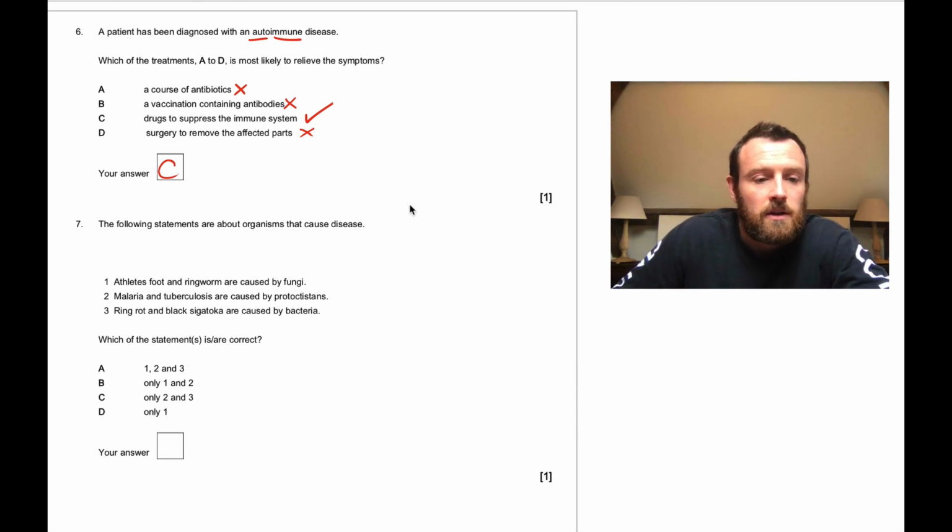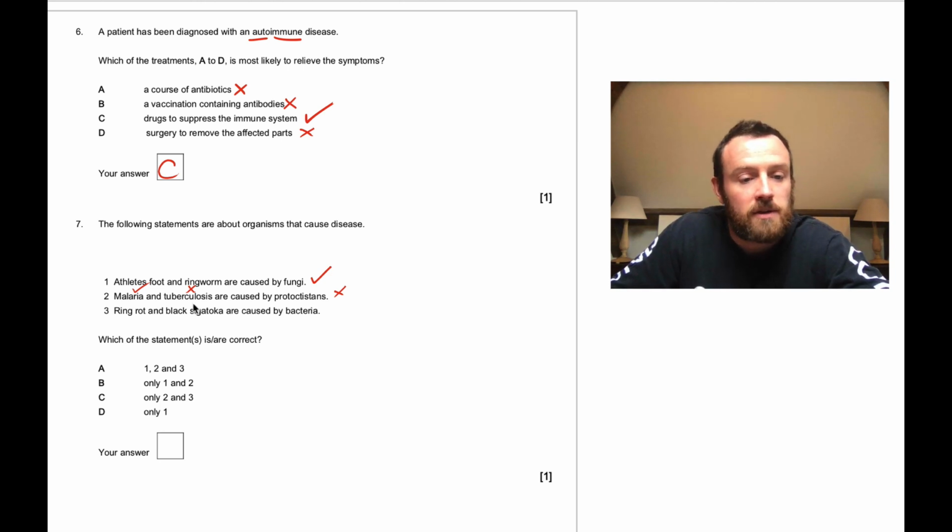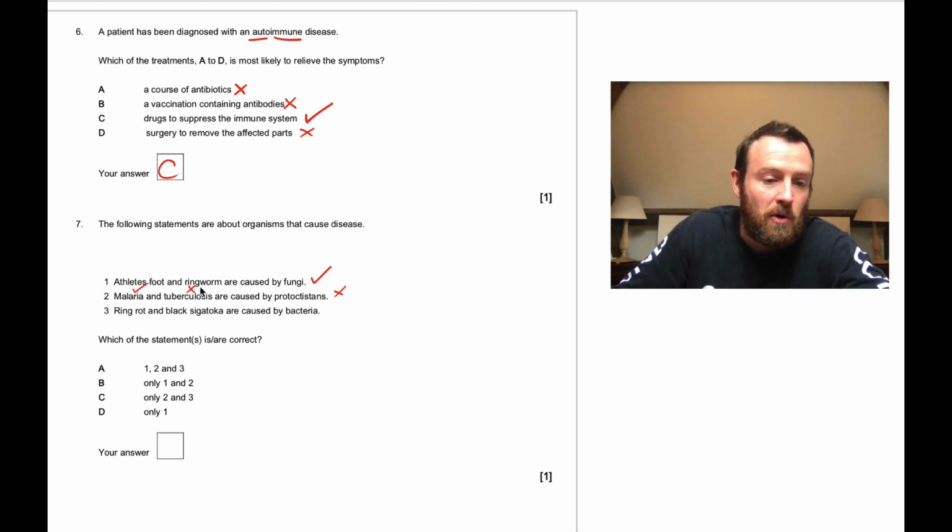7. Here's another one about what type of pathogen causes what type of disease. So which ones of these are correct? Athlete's foot and ringworm are caused by fungi. That is correct. Both of those two are caused by fungi. Malaria and tuberculosis are caused by protoctists. What do you think? Incorrect. Malaria is, tuberculosis is caused by bacteria. So that's a little hidden incorrect thing in the middle there to try and throw you off.